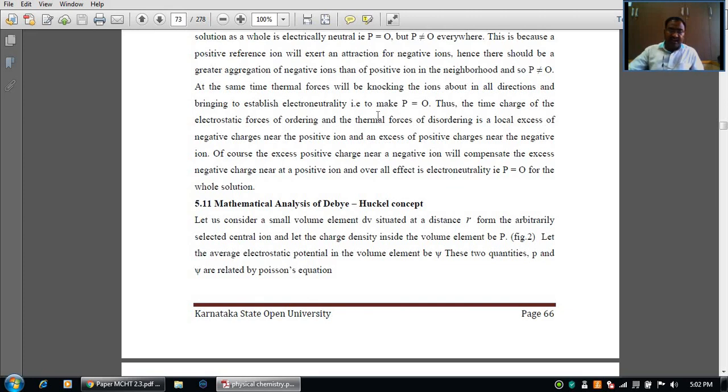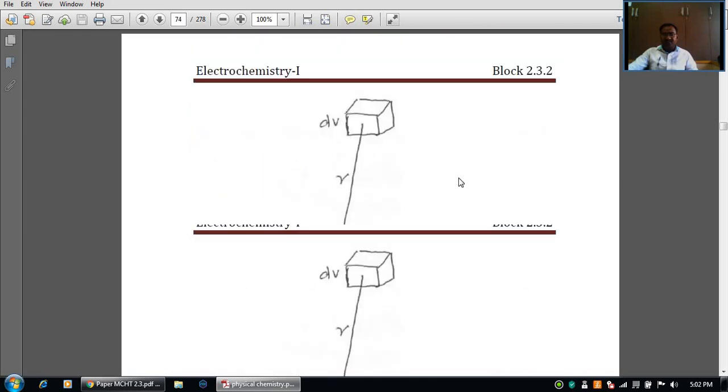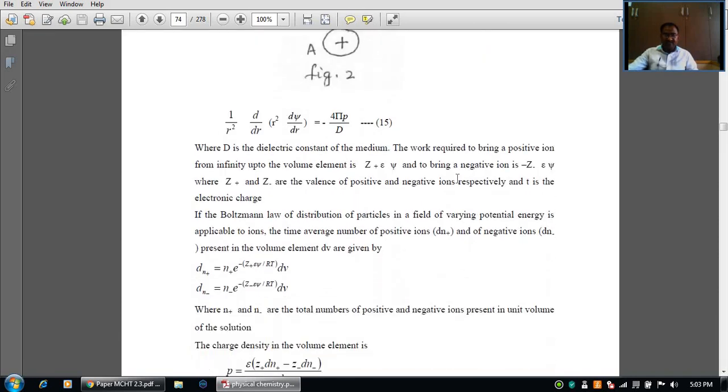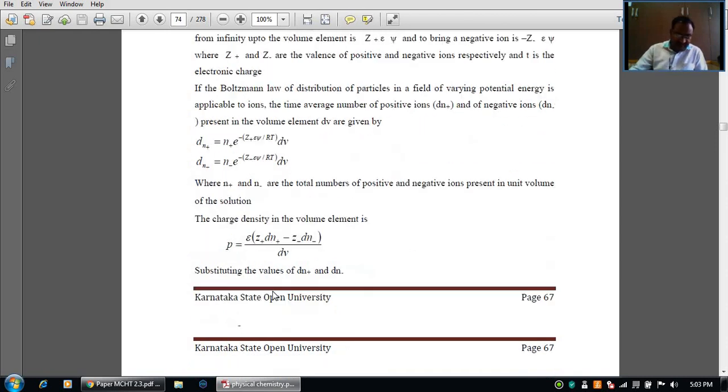And the mathematical analysis of the Debye-Huckel concept, please go through that. Here this derivation is derived based on the Boltzmann law of distribution of particles in a field of varying potential energy. Okay, by considering those assumptions, we are going to derive that.